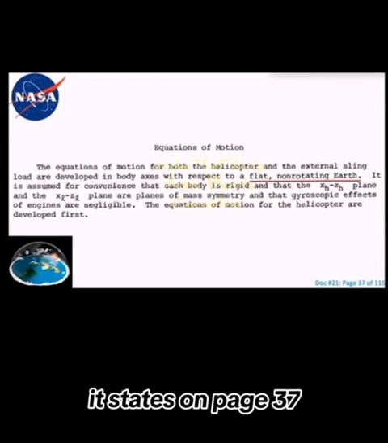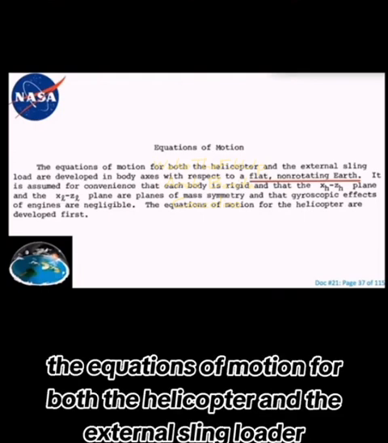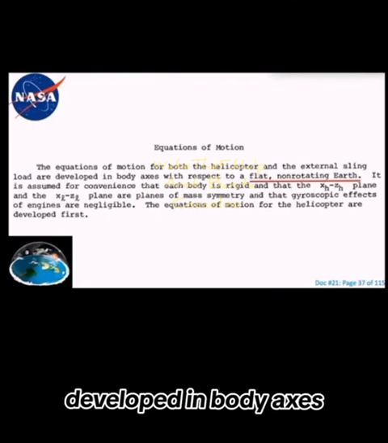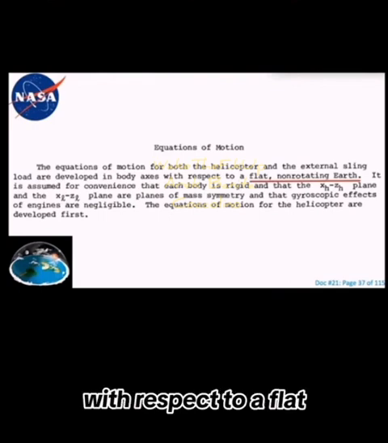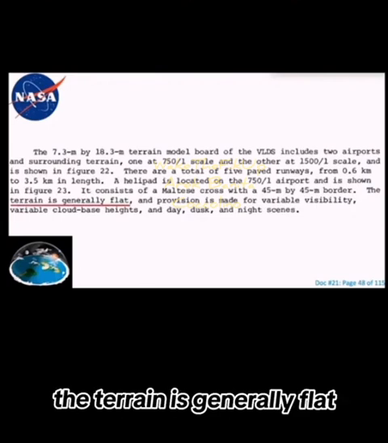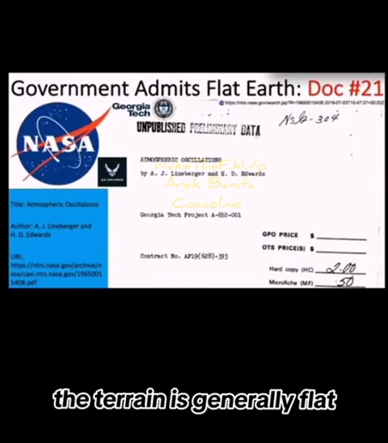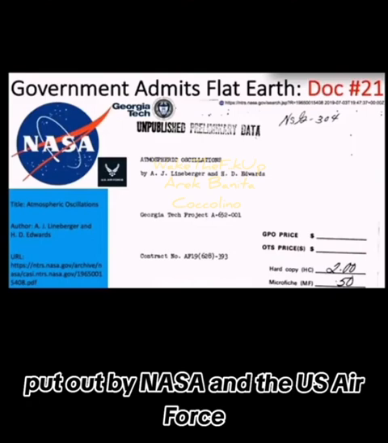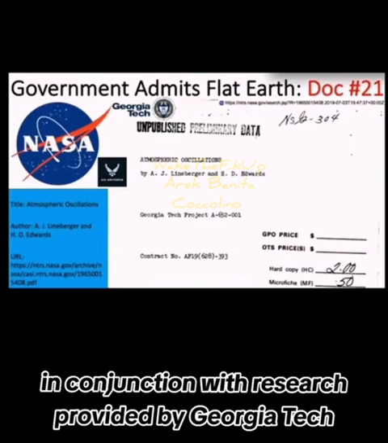It states on page 37, the equations of motion for both the helicopter and the external sling load are developed in body axes with respect to a flat, non-rotating Earth. On page 48, it states the terrain is generally flat, put out by NASA and the U.S. Air Force in conjunction with research provided by Georgia Tech.